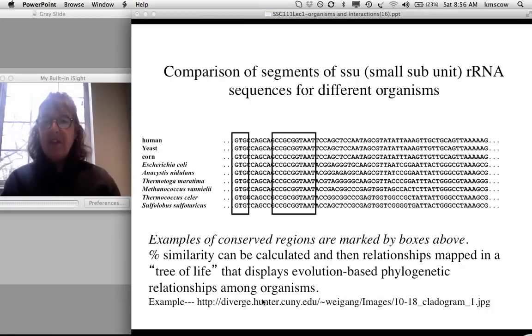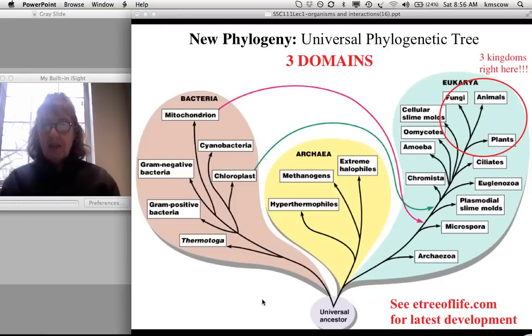And here's an example. Here is just a small portion of the small subunit ribosome for a number of different organisms, including humans, but also including a whole bunch of different microorganisms below it. And you can see I put boxes around the conserved regions. Those are the places where the sequences are exactly the same. And then you can see these other areas that are much more variable. And these relationships, these similarities then are what are used to create this map, this universal phylogenetic tree.